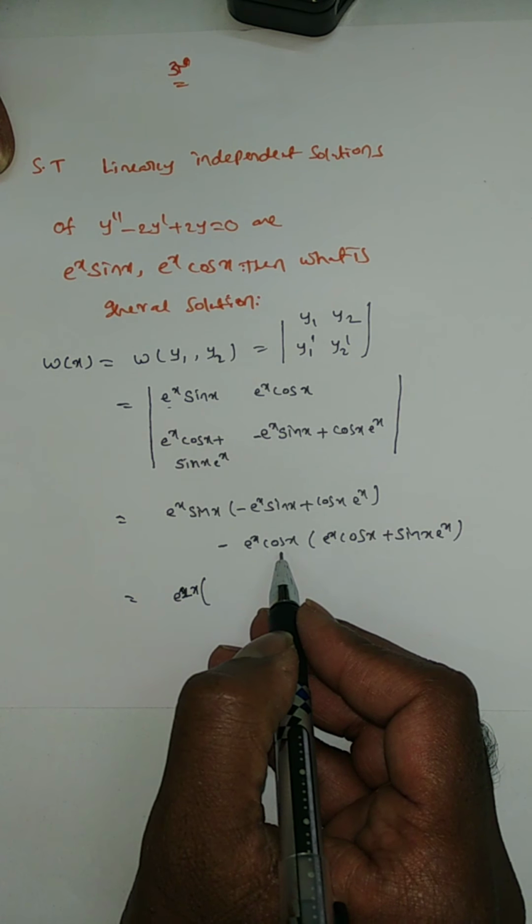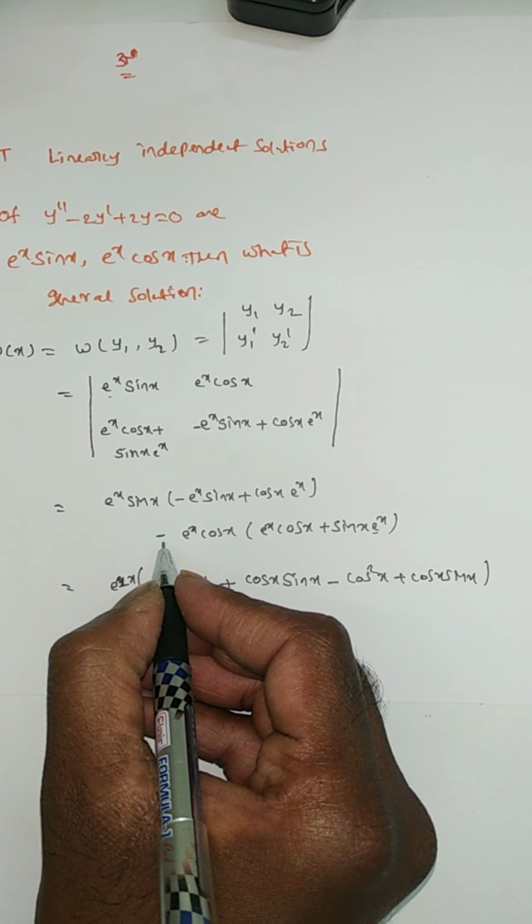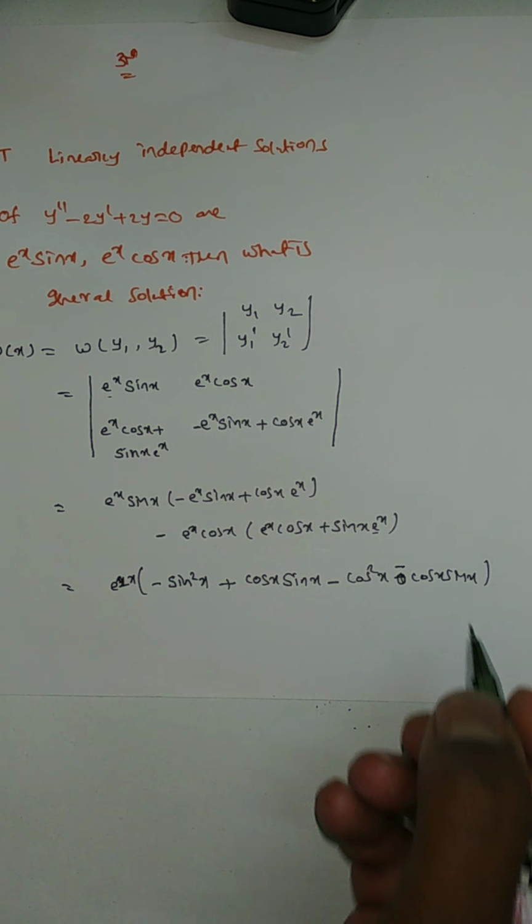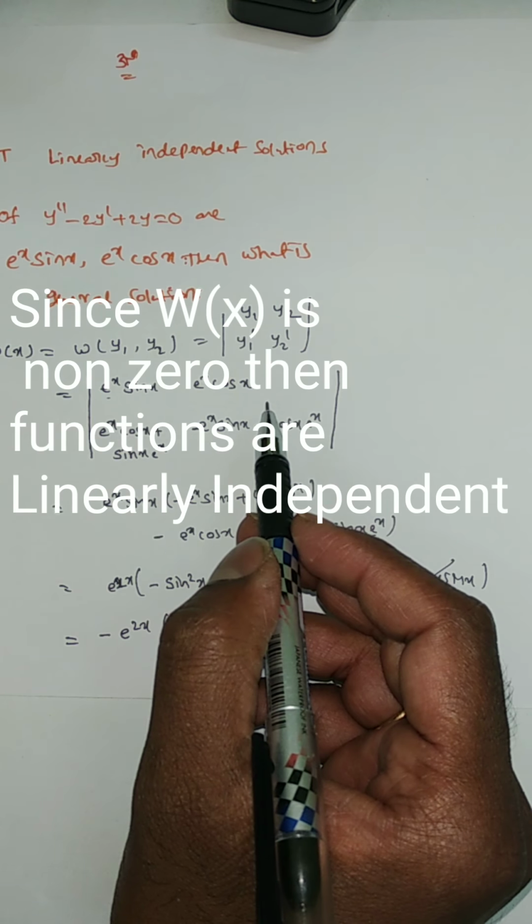Since we have already taken e power 2x common, minus cos x into cos x means minus cos square x. Now cos x into sin x means cos x sin x, and the symbol here is minus, so minus into plus is minus only. So the plus cos x sin x and minus cos x sin x get cancelled. This is minus sin square x minus cos square x. Taking minus common, you have sin square x plus cos square x. You know that sin square theta plus cos square theta is 1. Therefore we get minus e power 2x into 1, that is minus e power 2x, which is not equal to 0. Therefore W of x is not equal to 0.